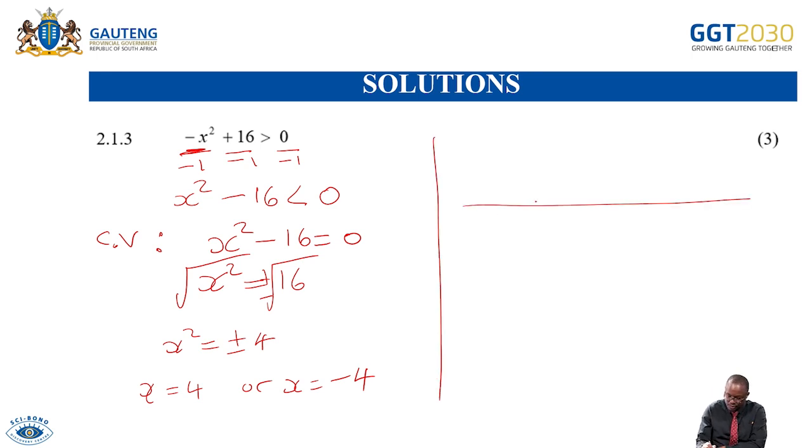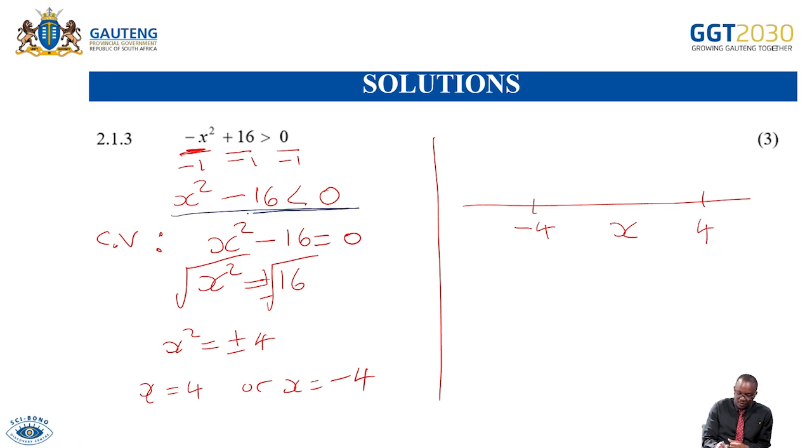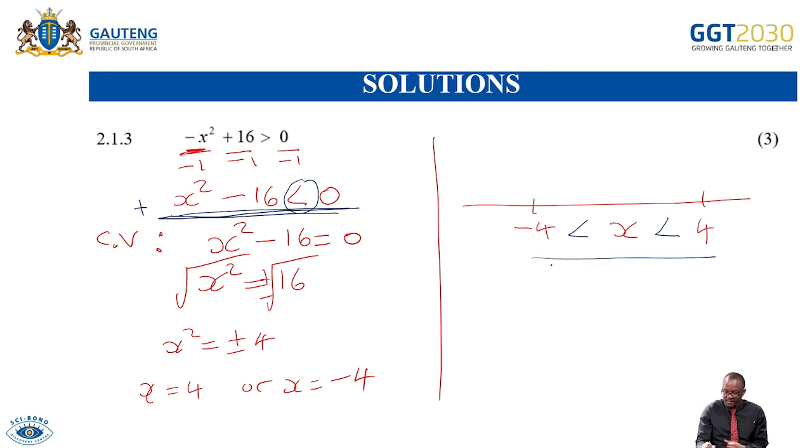We can now go to our number line. We have negative 4 and we have 4. Remember, I said you must put x between. Now, do I have an equation where the leading coefficient is positive? Yes. If the leading coefficient is positive, then we are going to take this sign and put it between negative 4 and 4. And that's how you solve that problem. It's as easy as A, B, and C.